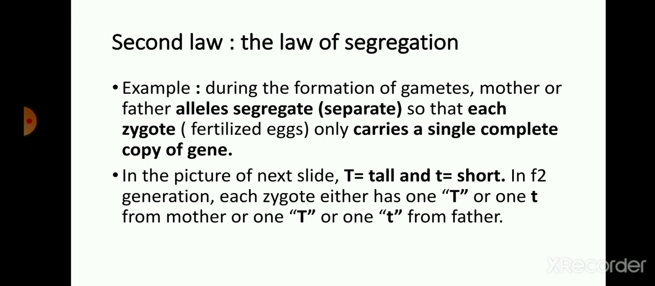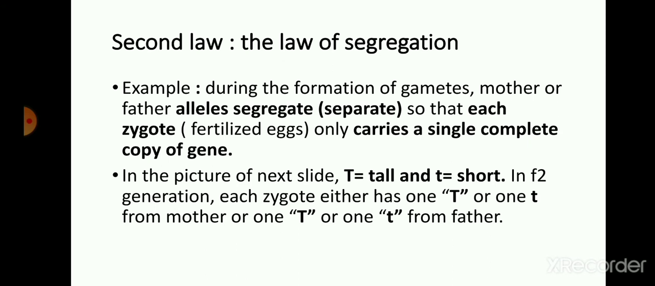So, as an example of this law of segregation, during formation of gametes, mother and father alleles segregate. Basically, we know that one gene contains two alleles, and during gamete formation these alleles separate from each other, so that one allele comes from the father and one allele comes from the mother and forms the zygote. So the zygote only carries a single complete copy of the gene.